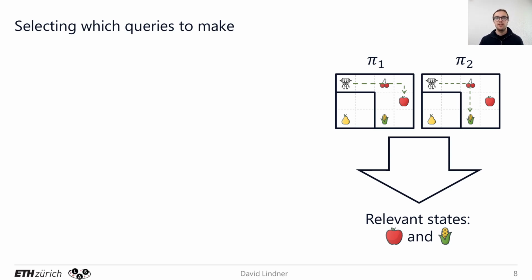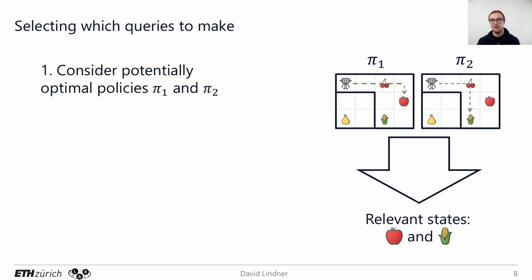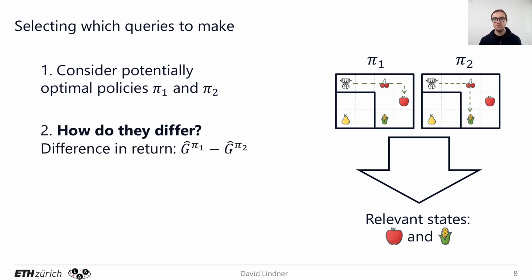The first step is to consider 2 plausibly optimal policies, as we did in the example. Now you can think of the goal of RL as to distinguish these policies, to find out which one is optimal. So we can ask the question, how do policies pi1 and pi2 differ? And we can answer it by considering the difference in expected returns of these 2 policies. This is the quantity we somehow want to learn about.